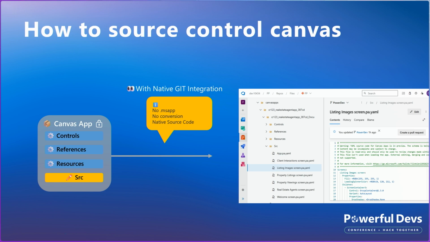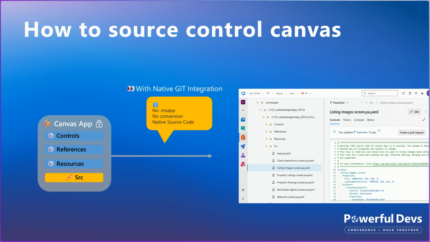The way for you to source control your Canvas app is to use the native Git integration. With the native Git integration, what we are doing is we are opening the box. We are being fully transparent. We don't have an MSApp anymore. What you have in the solution is a folder with all the assets that we have for the Canvas app. You have controls, you have references and resources. We don't support you editing those, but they are there so you can see everything. We are adding a new folder, SRC. That's our source code.